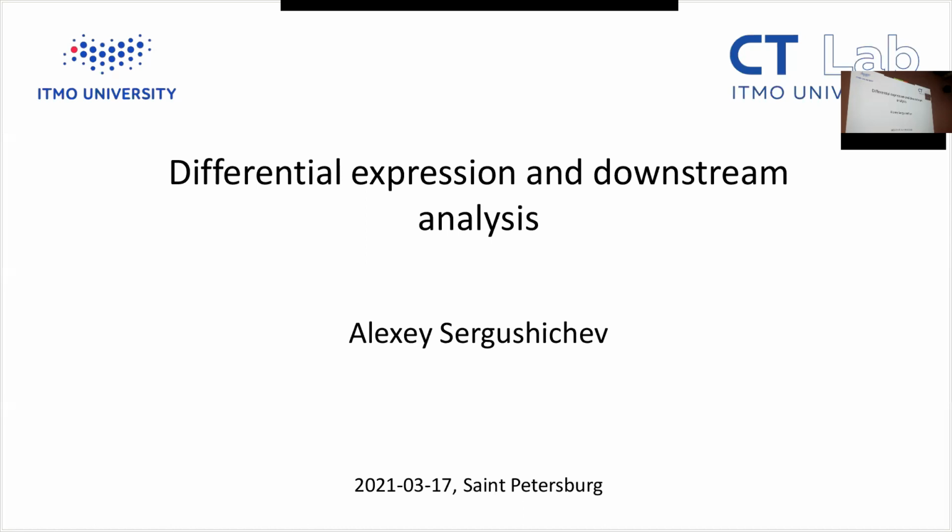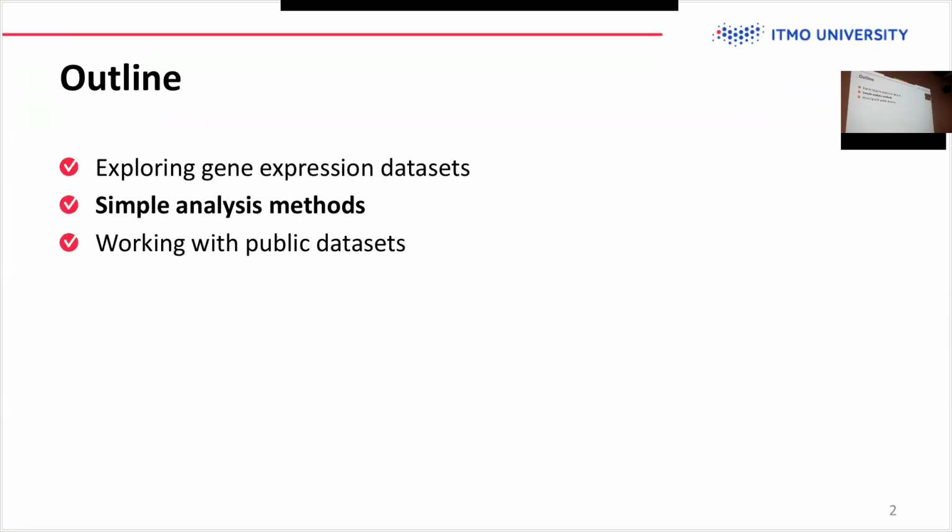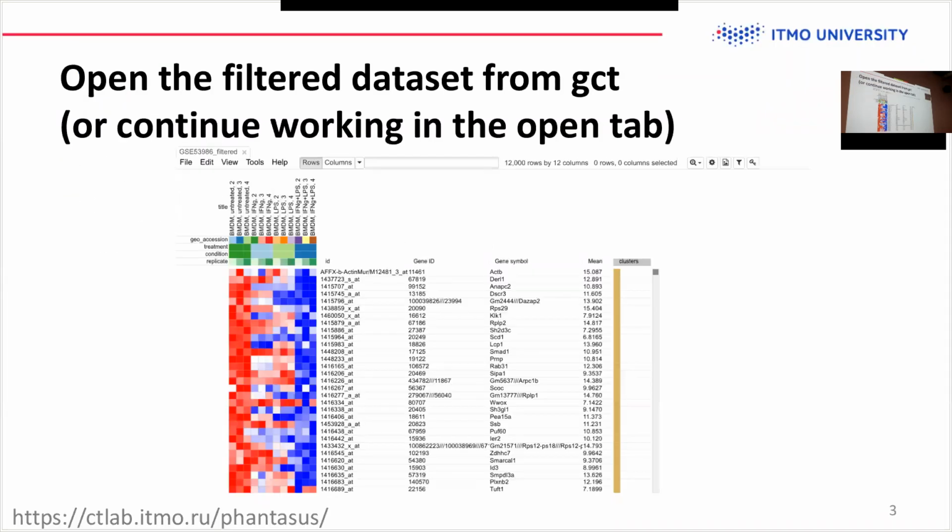Okay, so yesterday we finished with the table of gene expression, which we prepared, filtered outliers, and normalized the data set and so on. And today we'll talk about what you can do next. So let's open this data set, the one that we finished with.